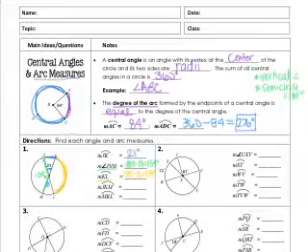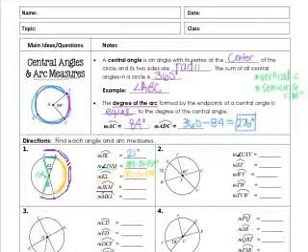All right, let's look at the next one. So measure of arc JKM. JKM is this big arc right here. Okay, and the K, because of that K, it tells me that I'm not going J to M, I'm going J to K to M. So it's a major arc.